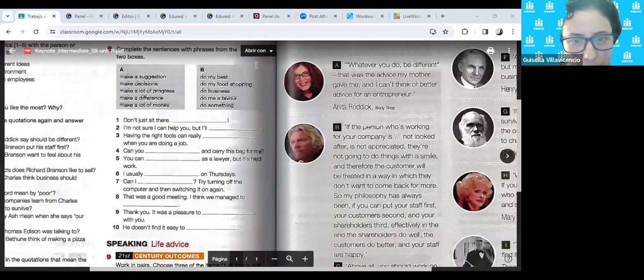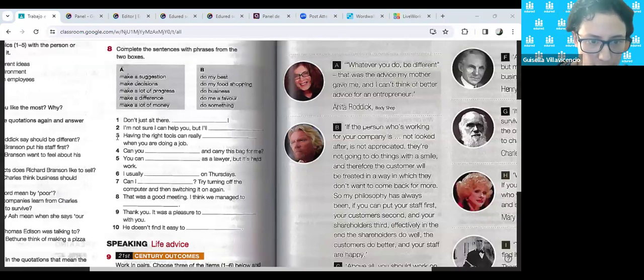A ver, ¿está comprendido, chicos? ¿Yes? Nuestros estudiantes tienen que reconocer las oraciones 1, 2, and 3.